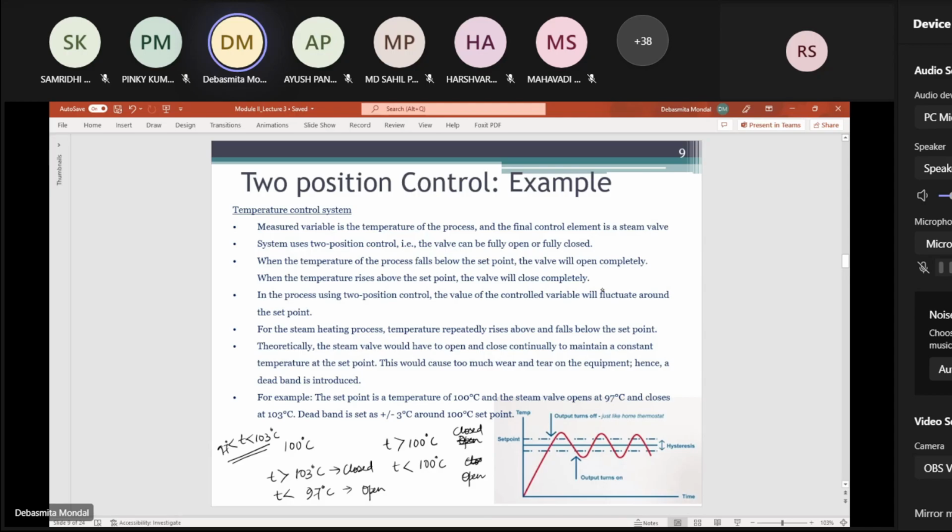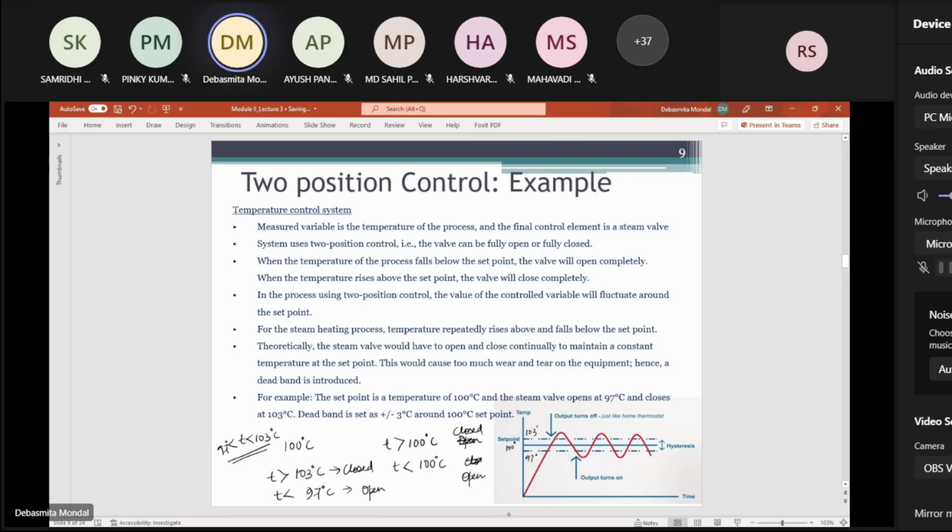Here, if you see this figure, it shows temperature versus time. This is the deadband which we have introduced. The set point here is 100 degrees. The upper value is 103 degrees, and the lower value is 97 degrees. The temperature is increasing, and the moment it goes beyond 103 degrees, the valve will close. Once the valve is closed, the temperature will reduce, and the moment it falls below 97 degrees, the valve opens again. So this kind of oscillatory temperature characteristic will be found.